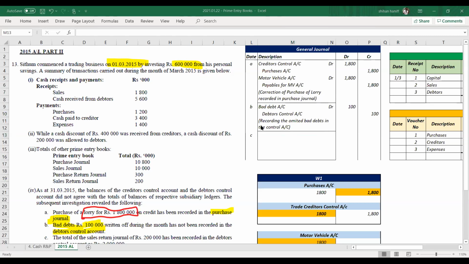Oh, sorry, this is yes. Bad debts 100,000 written off during the month has not been recorded in the debtors control account. So it's not recorded only in the debtors control account. So this is not bad debt. This should be suspense account. Suspense.